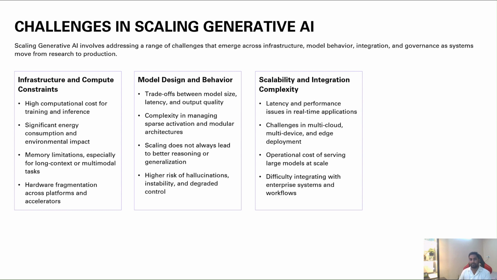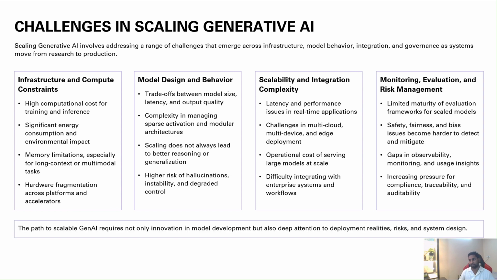Then third, we have scalability and integration complexity. So real-time use cases demand fast inference, but latency often becomes a bottleneck. Deploying models across clouds, devices, and edge environments isn't straightforward. So running generative AI at scale also means high serving cost and difficult integration with existing enterprise systems.